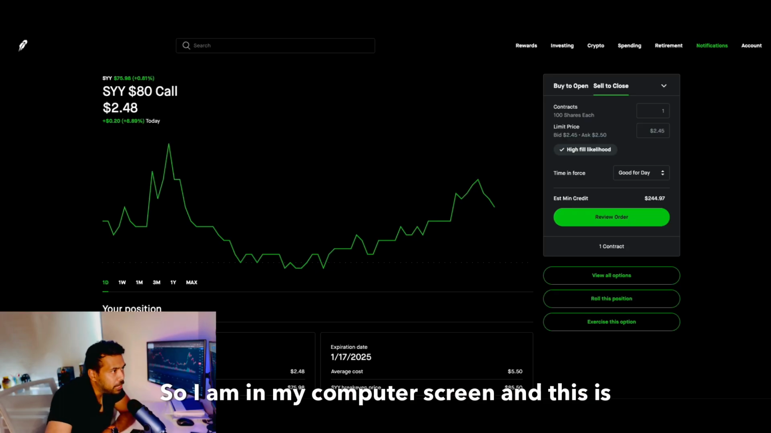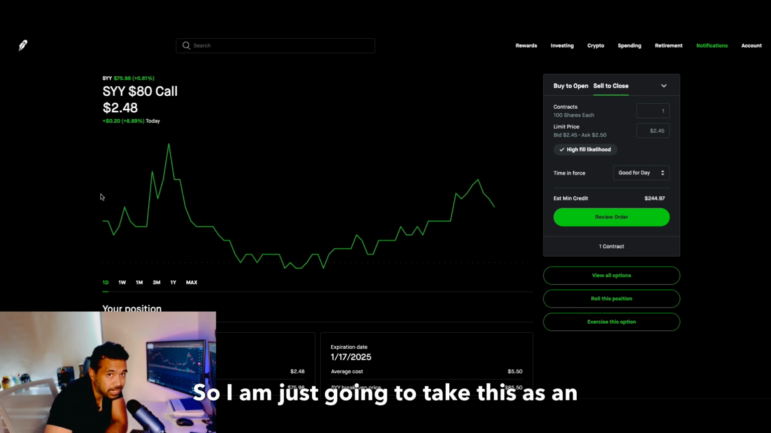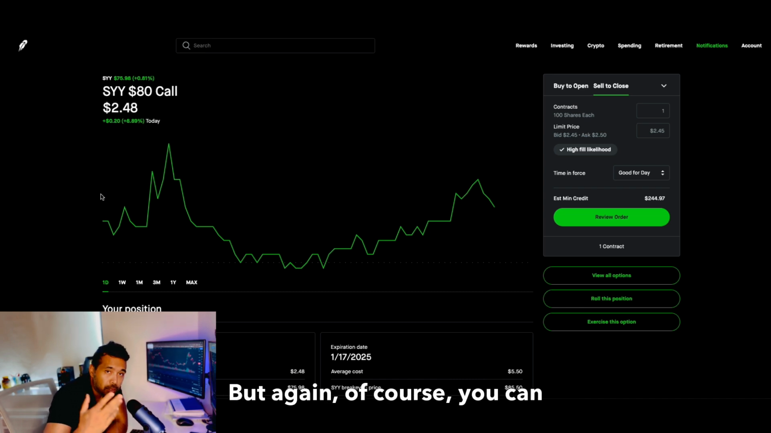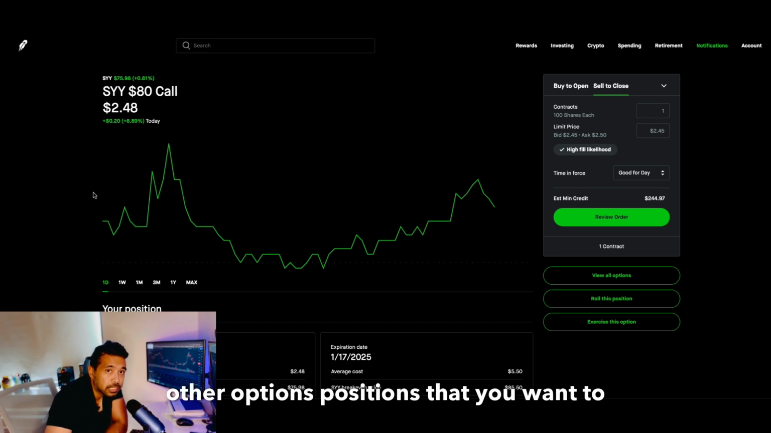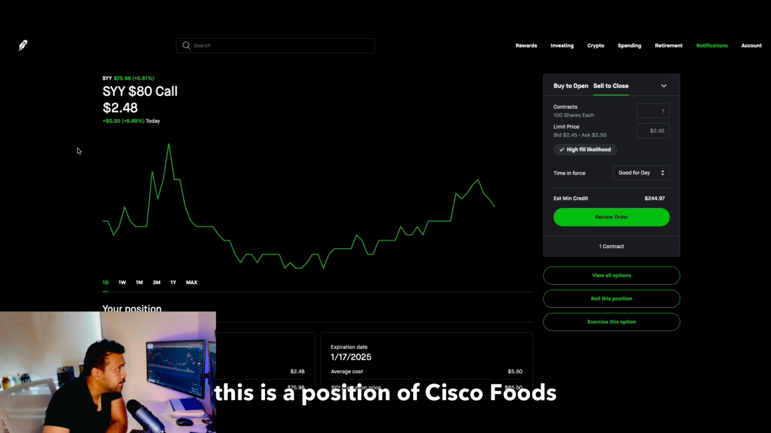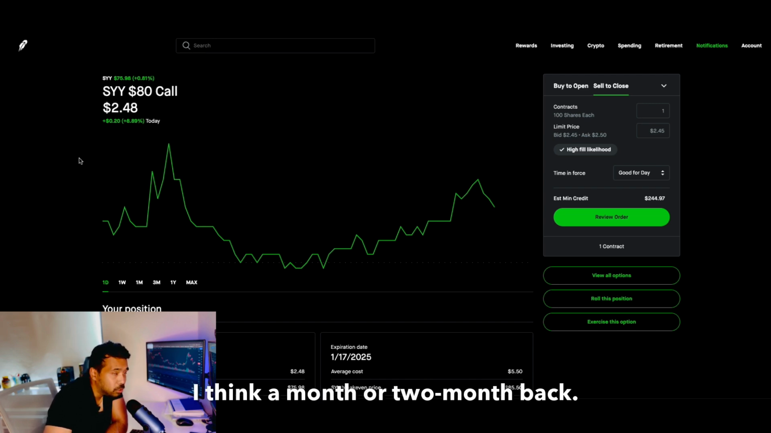Okay, so I'm on my computer screen and this is one of the positions that I opened. I'm just going to take this as an example, but of course it applies to any other options positions that you want to open or you may already have, right? This is a position on Cisco that I opened I think a month or 2 months back. It's not doing too good.